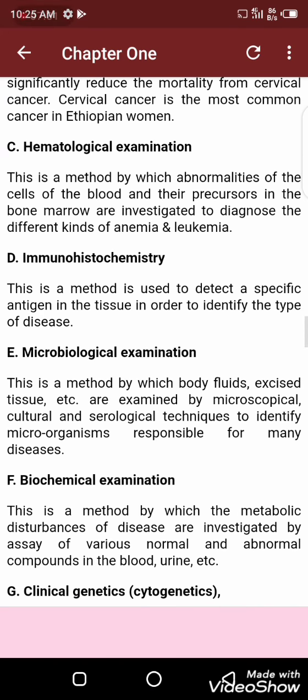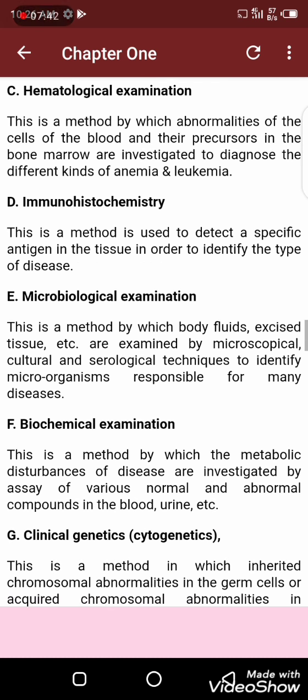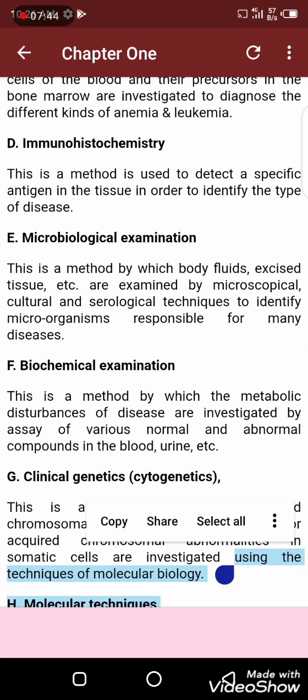So now we are coming to discuss immunohistochemistry. Immunohistochemistry is a method used to detect a specific antigen in the tissue in order to identify the type of disease. So in microbiological examination, this is a method by which body fluid, excised tissue, etc. are examined by microscopy, culture and serological techniques to identify microorganisms responsible for many diseases.